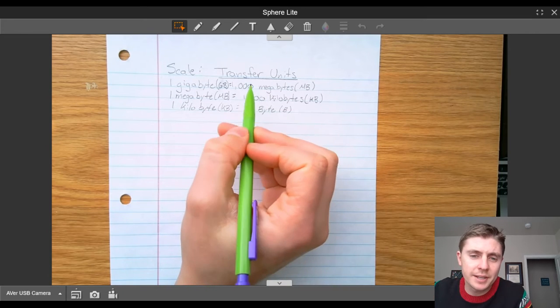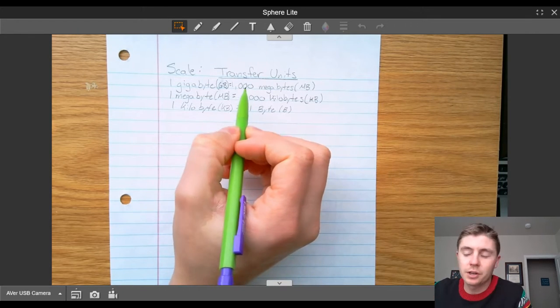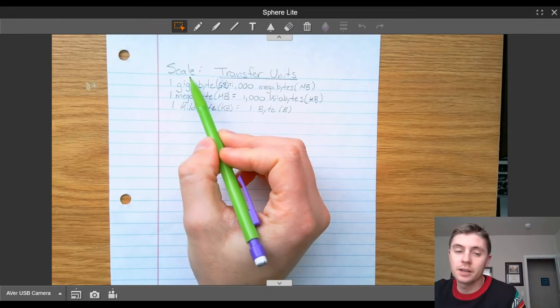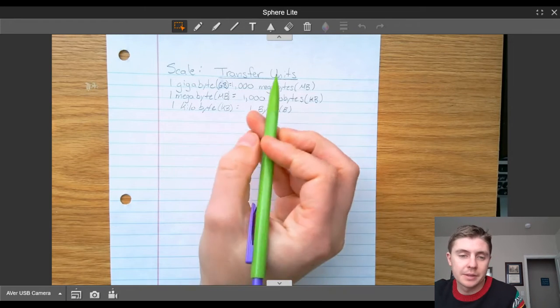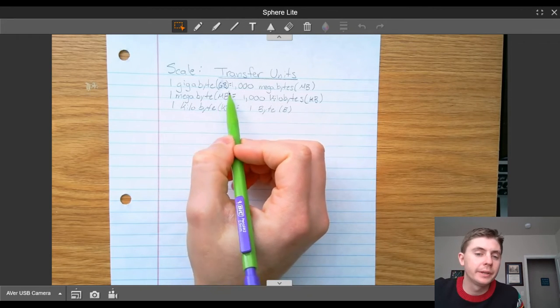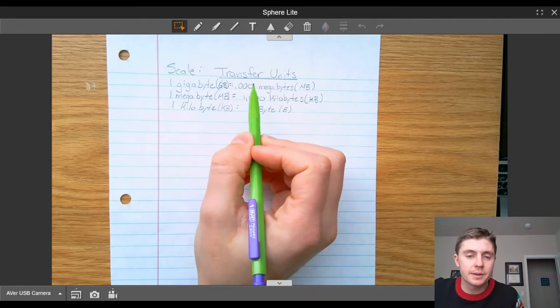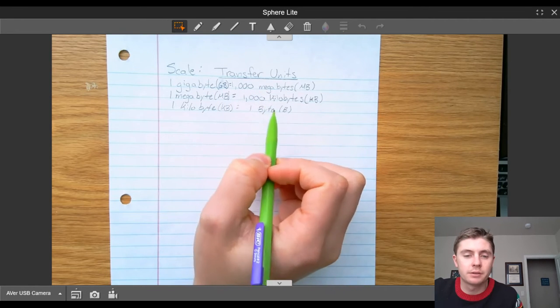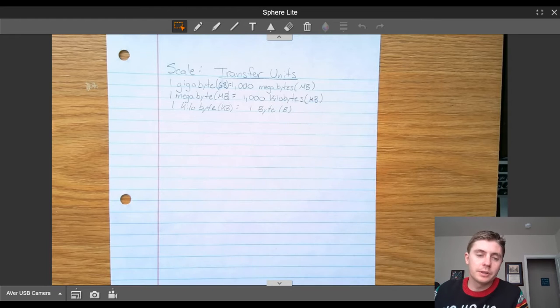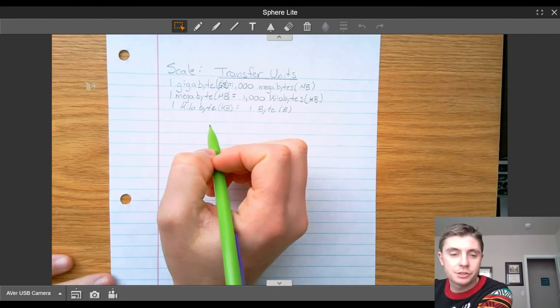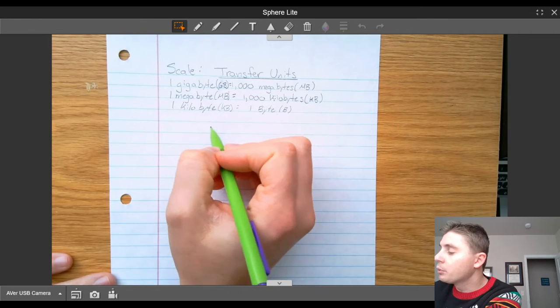All right, today I'm going to show you guys how to transfer units. So you're going to be looking at this as a scale. This is going to be my scale at the top that I'm working with, and today we're working with memory, such as gigabytes, megabytes, kilobytes, and regular bytes. If I want to learn how to transfer something, which is what we're doing the next few days, I have to first create something called a table.